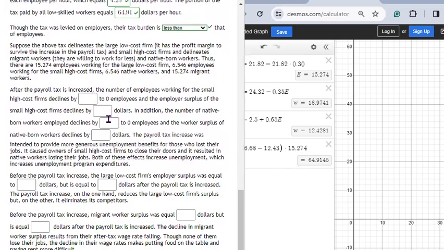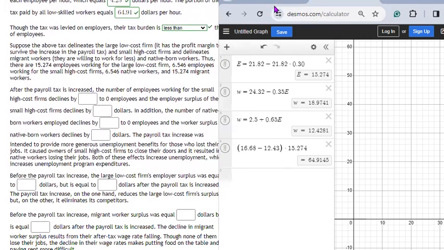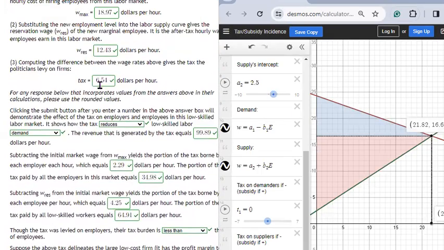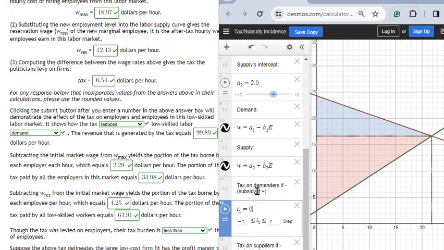Now, suppose the above tax delineates the low cost firm. Let me go back to here. Okay. So we had a tax of how much? We had a tax of 6.54. So I need to make this negative 6.54.